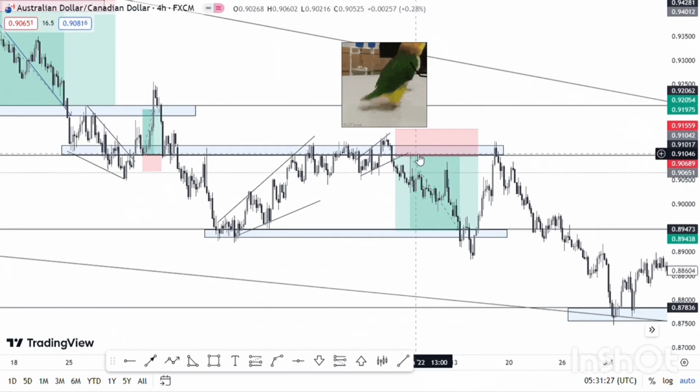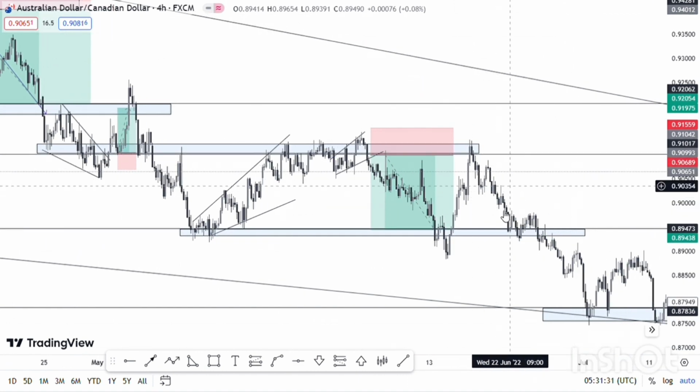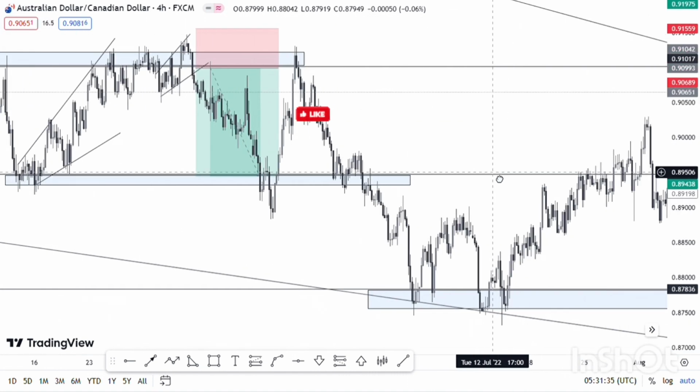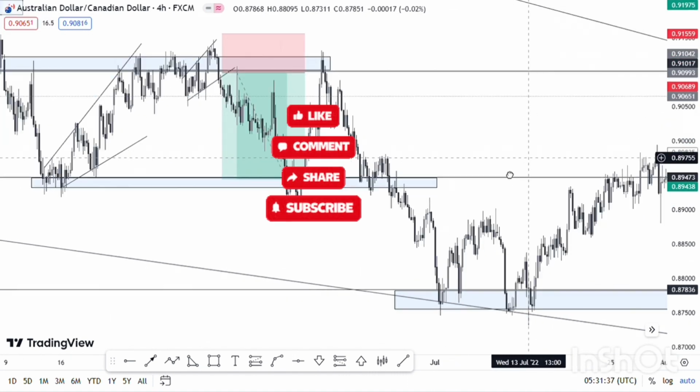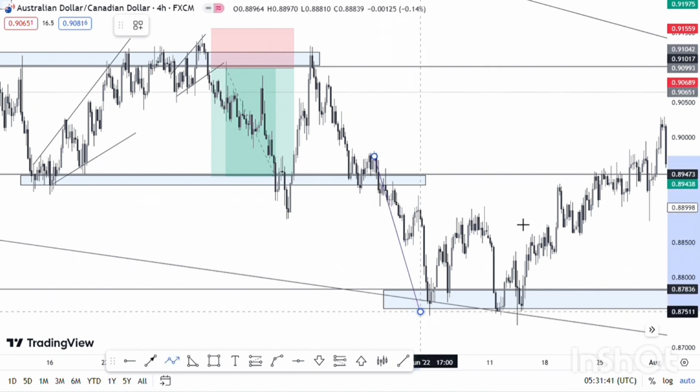Okay, let's see. Here we approach our resistance. Not too many confluences, guys. Remember, when you enter a trade, you must have three or more confluences, guys. And then here I'm seeing an M pattern. This is an M pattern.